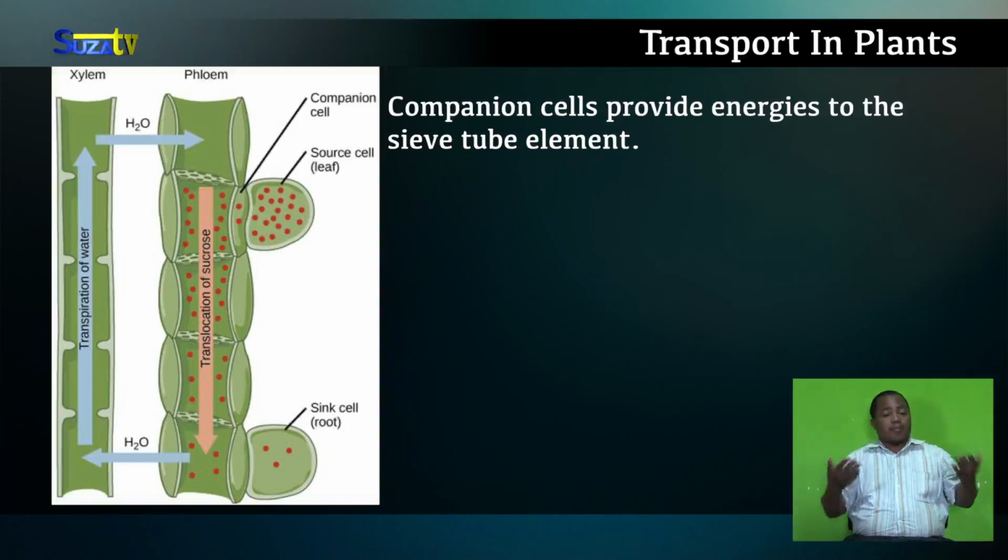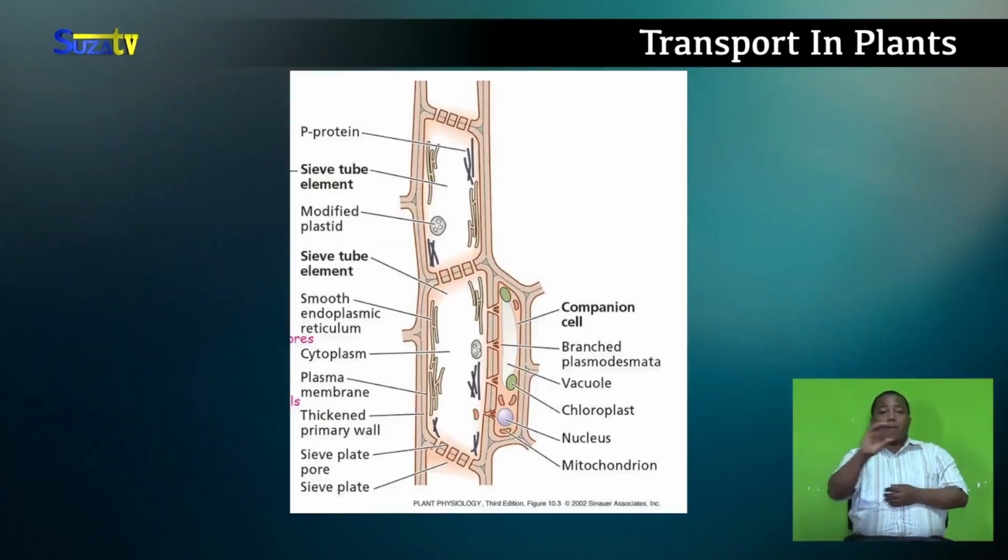Now is the time for companion cells. The companion cells have higher quantities of mitochondria, as its name says, companion cells. It provides company to the sieve tube elements by giving energy, because it is enriched with many mitochondria.